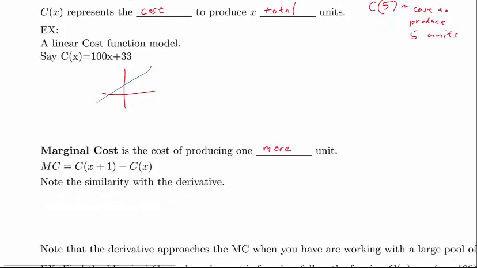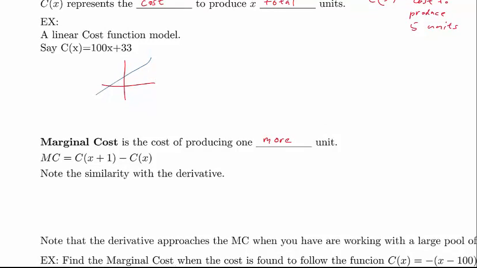And this is usually on a per time basis, like per day, per month, per year, or per quarter, whatever you happen to be working with. And so marginal cost is defined like so. But note this does have a similarity with the derivative, right? The average rate of change.